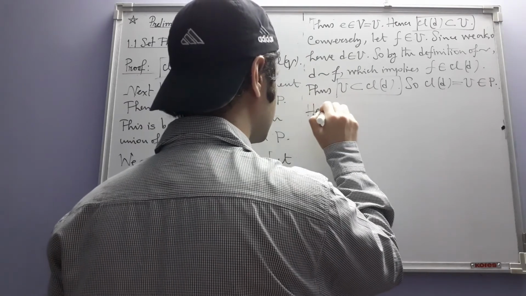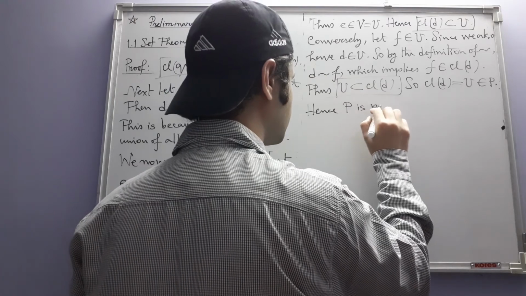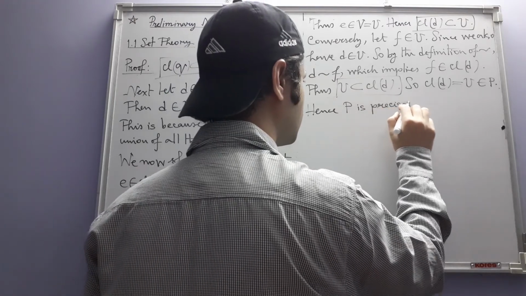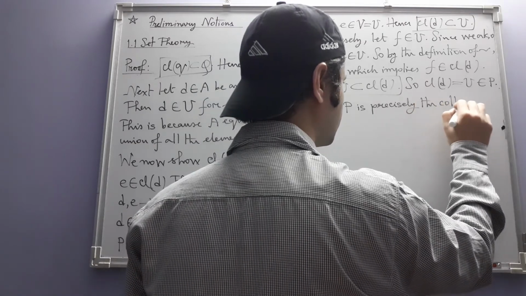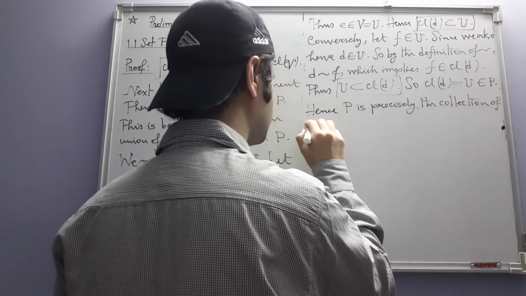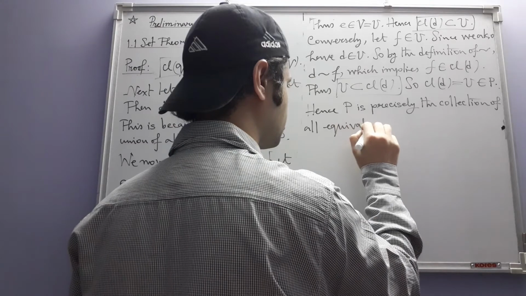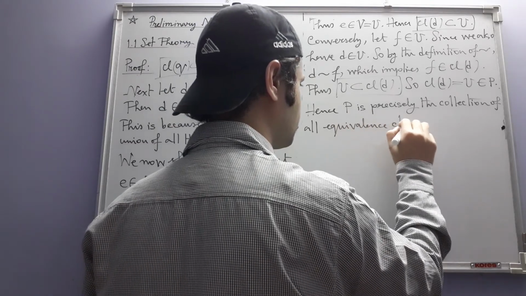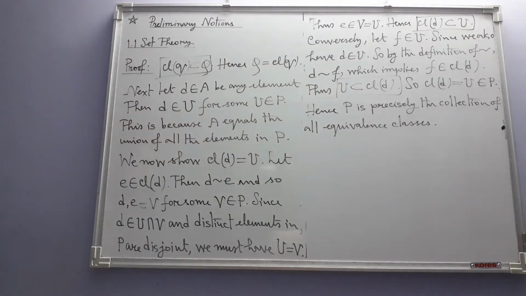Hence, P is precisely the collection of all equivalence classes. And here the proof ends.